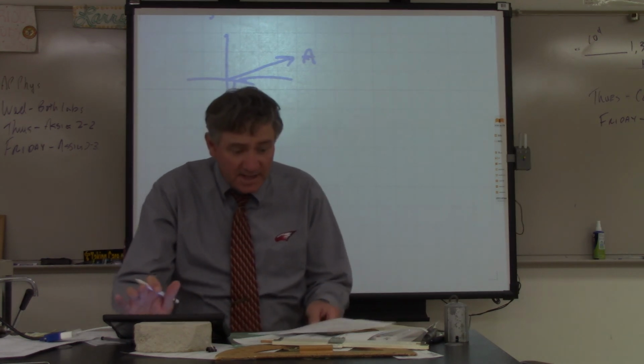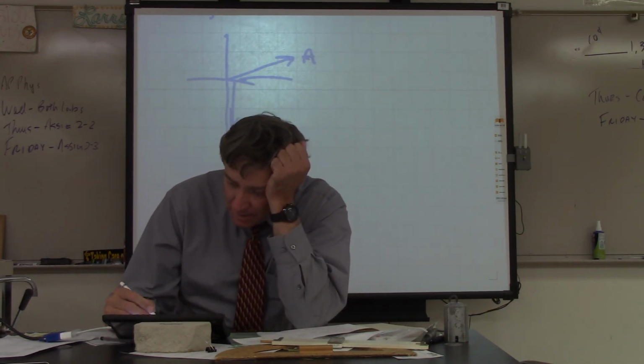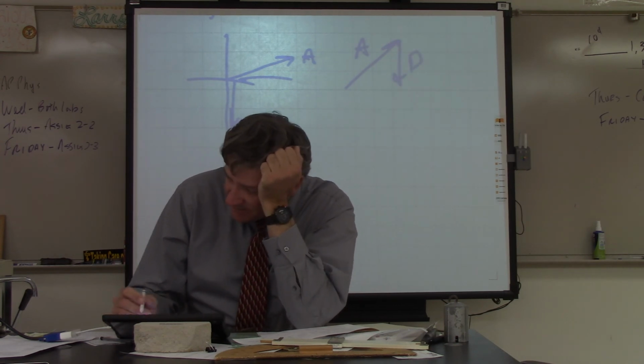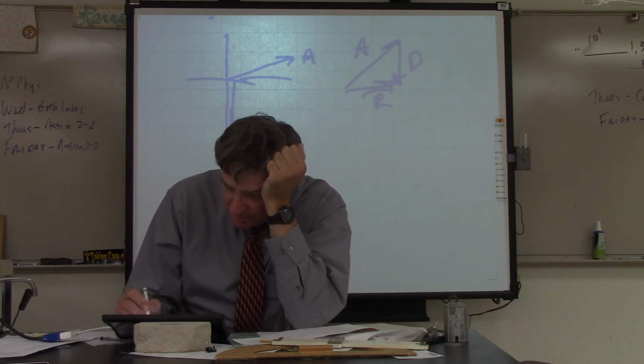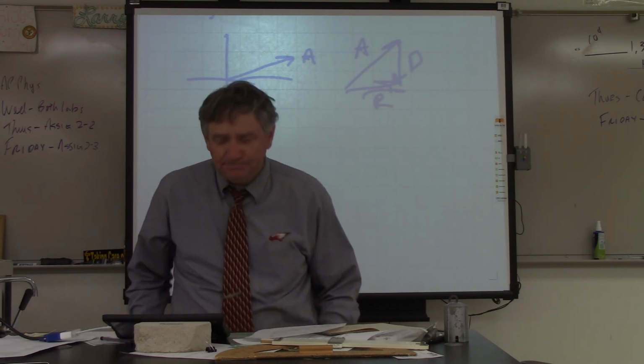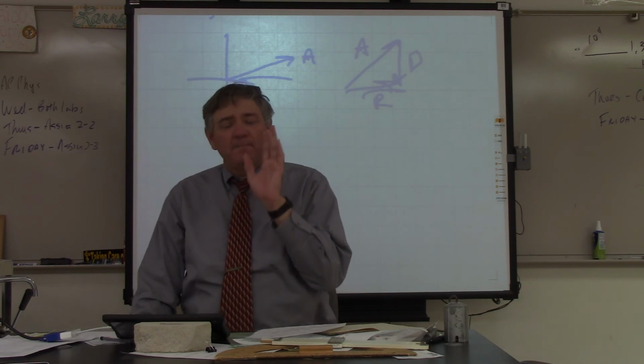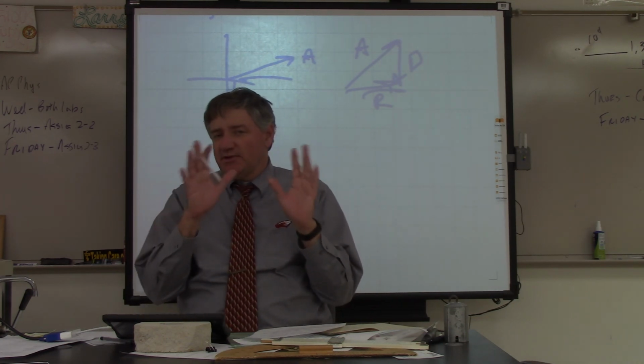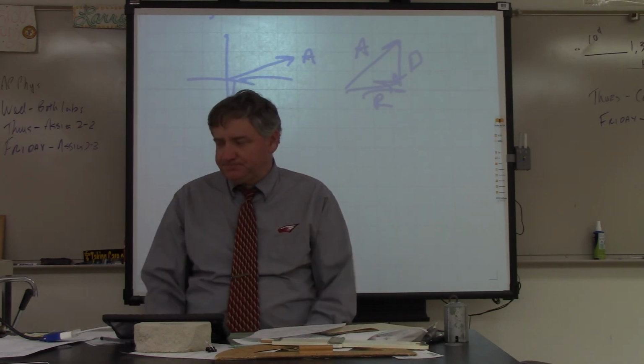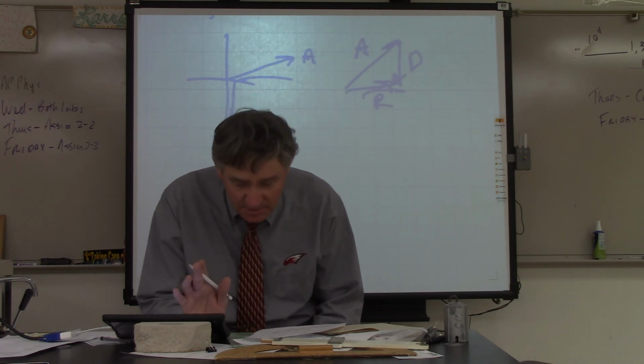Now, if you want to sketch it tip to tail, you could go, okay, there's vector A, there's vector D, boom, there's my resultant, okay? You don't have to do that, but it's a good idea, so again, you can see kind of where you're going to end up. So, here's what's most important.